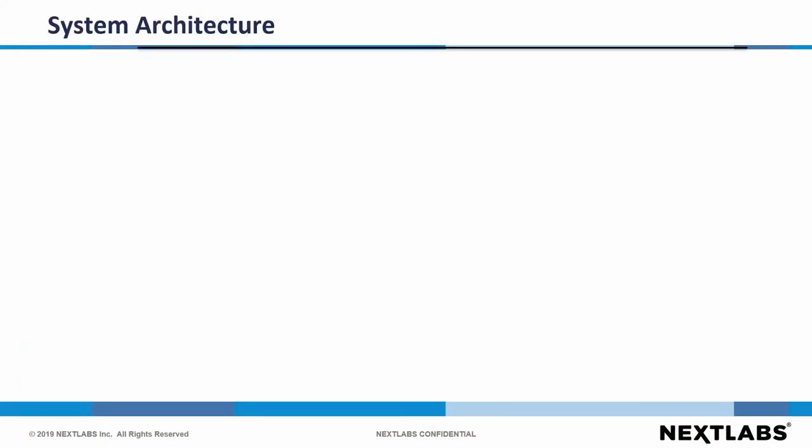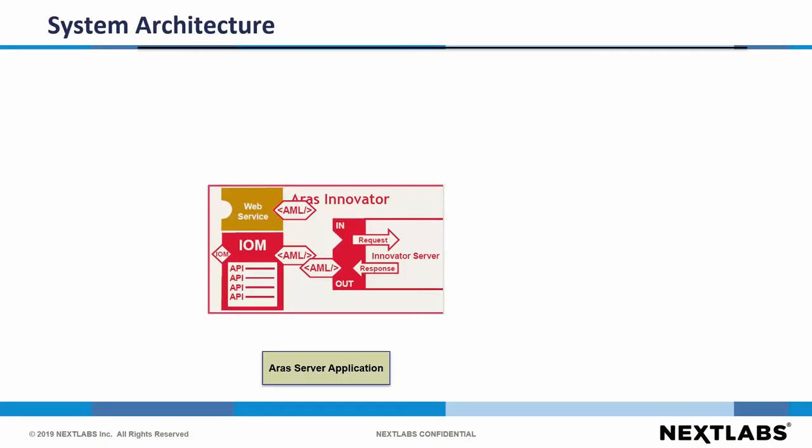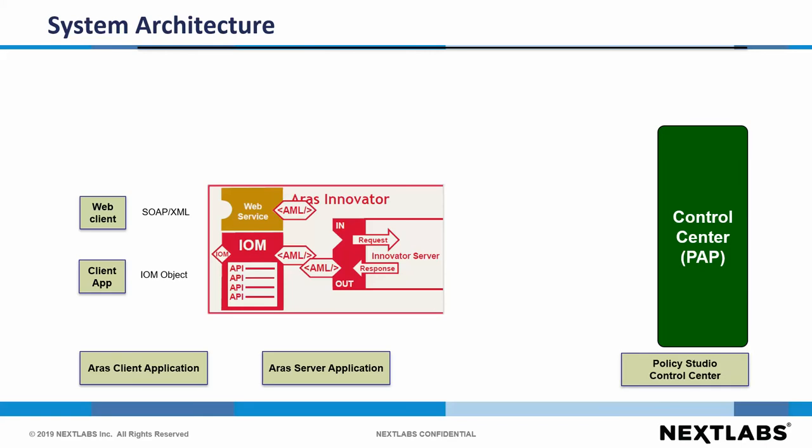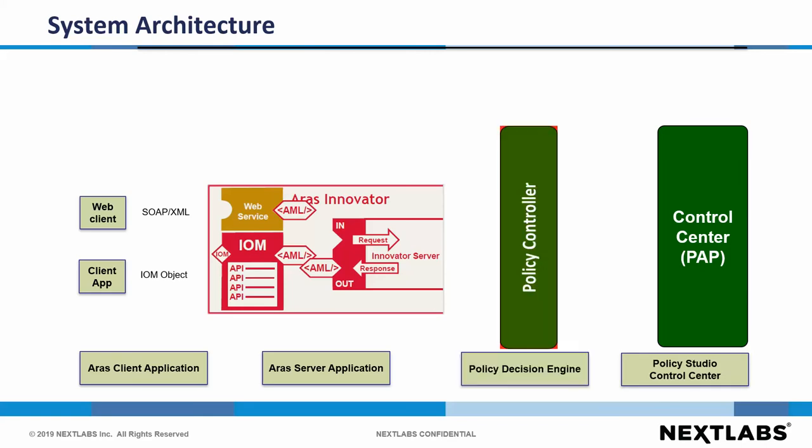The demo setup, we're going to talk about the system architecture. Here we have the Aras server application sitting in the center. We have the outside to the left applications that would be accessing the Aras Innovator via SOAP XML or IOM object. On the far right, we have the control center from NextLabs. This is the policy administration point. Between the Aras Innovator and the control center sits the policy decision point.